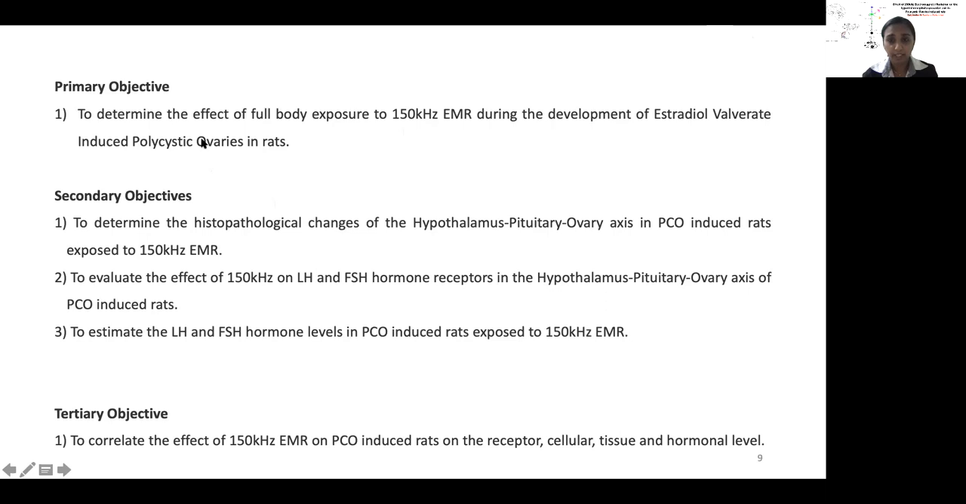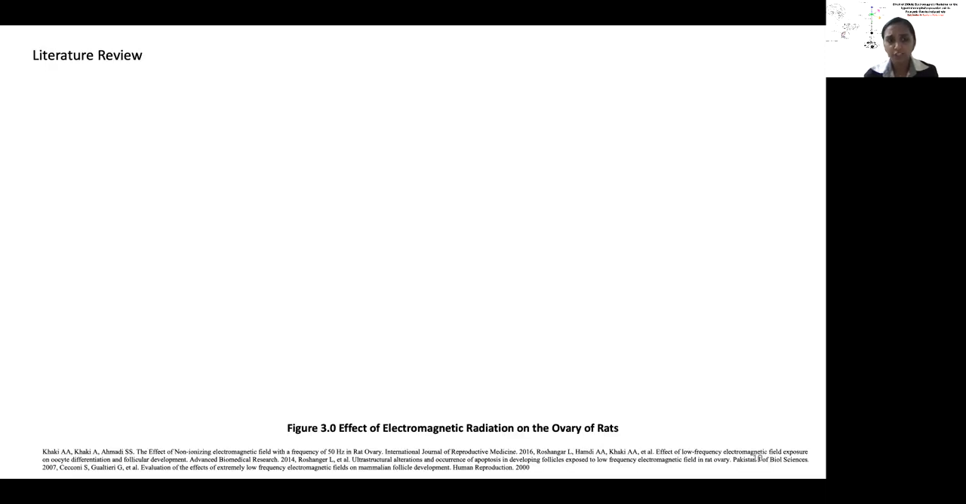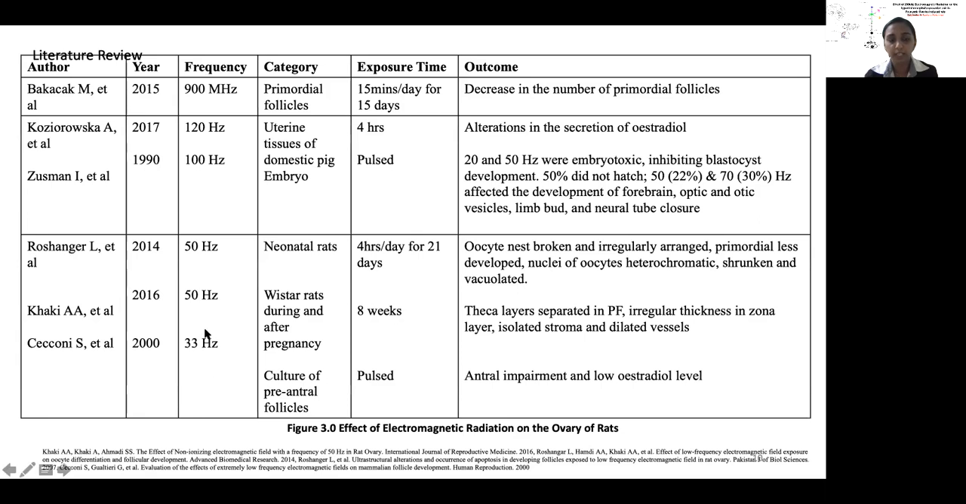So this was confirmed at the MPhil level, which you all would have seen, but we need to reconfirm it again since it is a new experiment, right? We also needed to determine the histopathological changes of the HPG axis in PCO rats. We needed to evaluate the LH and FSH hormone receptors and also the hormonal levels for LH and FSH. All of this that we're doing is basically looking at everything on the receptor, cellular, tissue, and hormonal level. So our final and tertiary objective is to be able to correlate all three together, right? Sorry, all four.